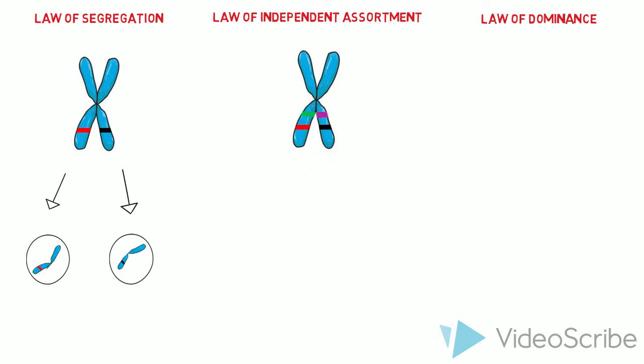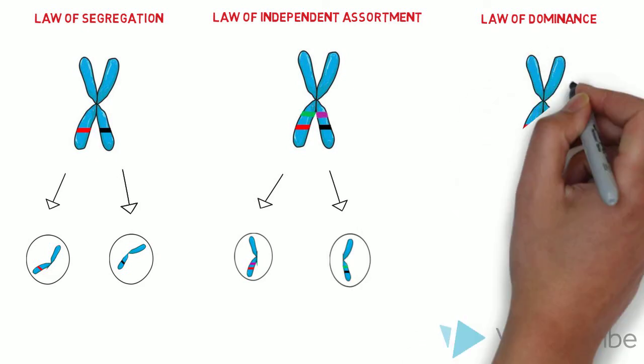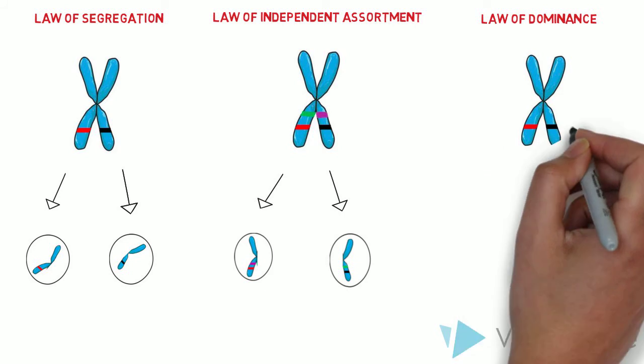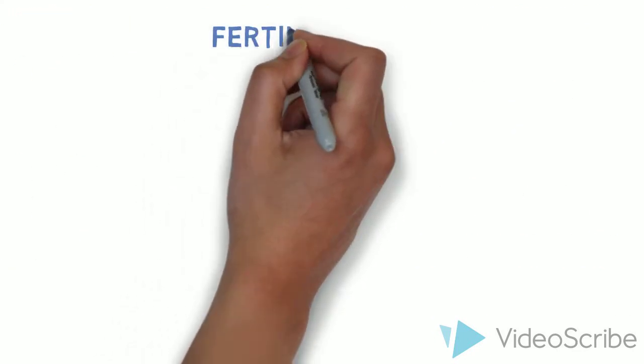The second law, the law of independent assortment, states that the genes for different features segregate independently during gamete formation. Lastly, the third law, the law of dominance, tells us that some alleles are dominant. They are called dominant because they disguise the recessive alleles. As long as an organism has at least one dominant allele, it will display the dominant phenotype.